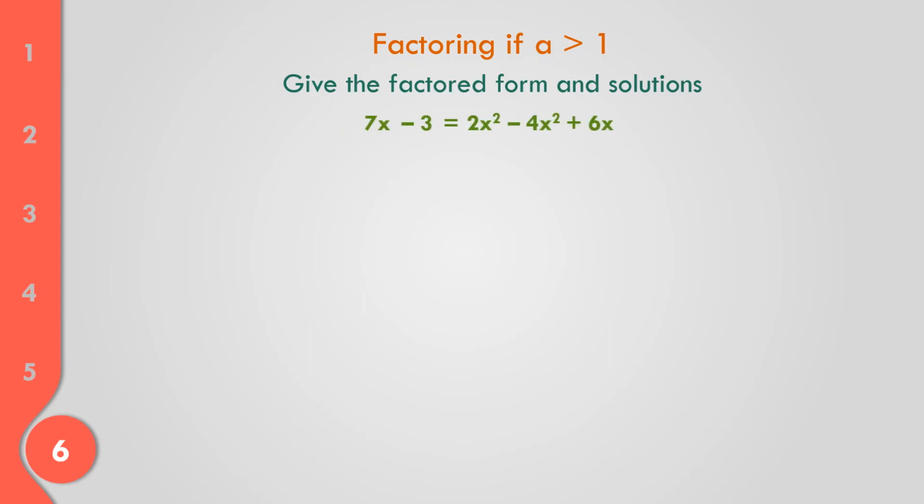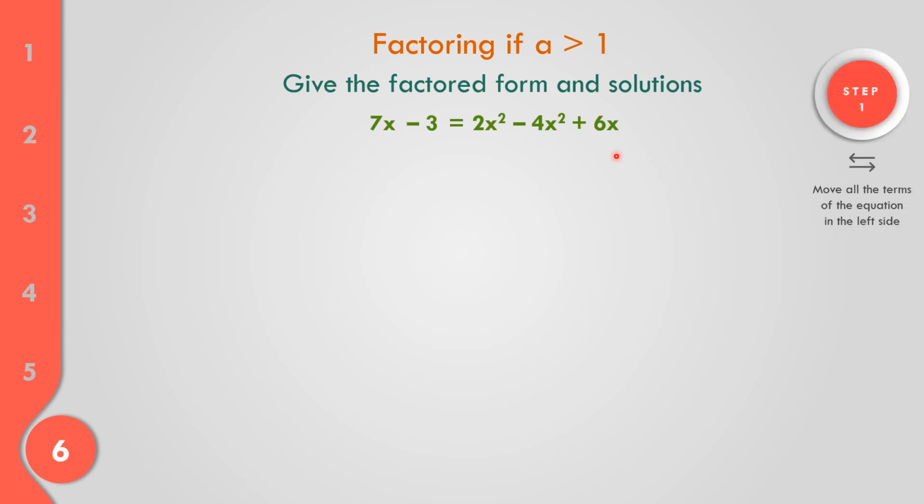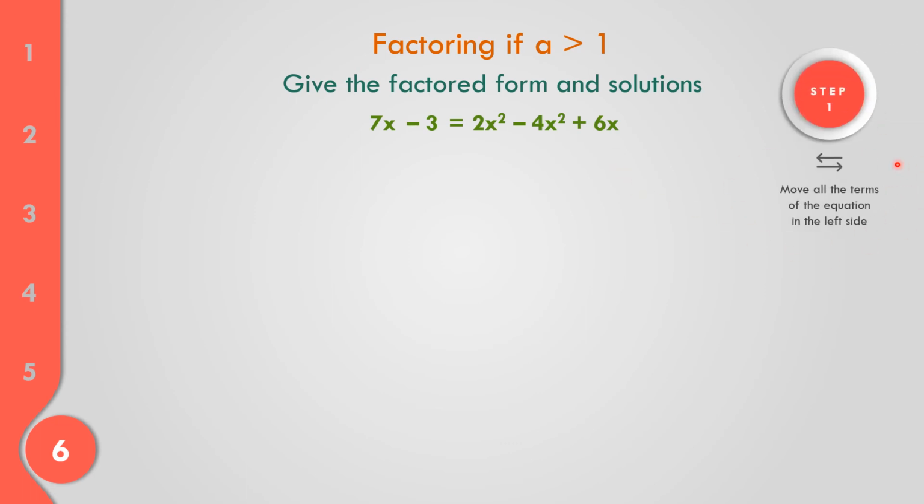In example number 6, 7x minus 3 is equal to 2x squared minus 4x squared plus 6x. Step 1, move all the terms of the equation to the left side. So we need to move this one going to the left side and then change the sign. So that becomes positive 2, negative 2x squared, negative 4, positive 4x squared, bring down 7x, positive 6x going to the left side becomes negative 6x, and then bring down negative 3 equals 0.